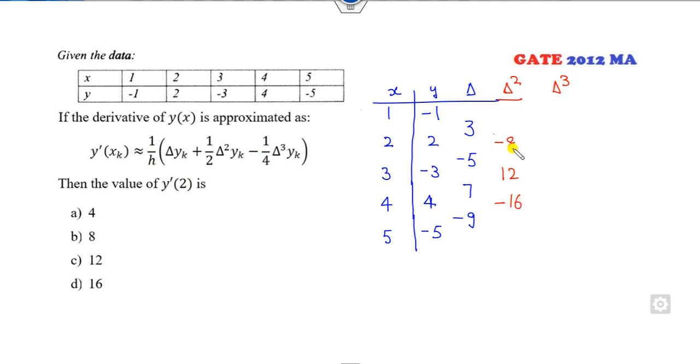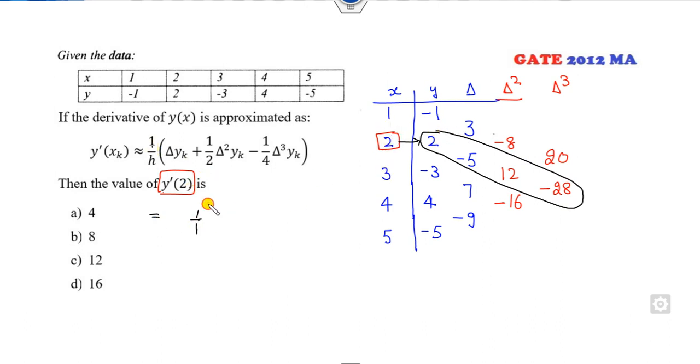Find the cube. It is 20, it is 28. Now your target is to find y dash of 2. 2 is here, so your target is to take the values corresponding to 2. You have to take these values in the calculation. So what is the value of this? h is 1. What is the del of this value? This is the value of this.